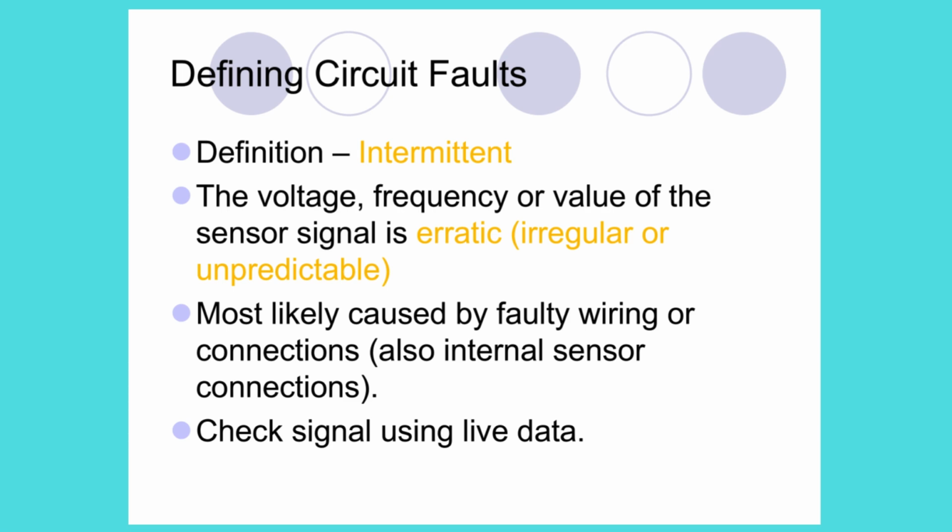Definition: intermittent. The voltage, frequency, or value of the sensor signal is erratic, irregular, or unpredictable, most likely caused by faulty wiring or connections. It's also possible that internal sensor connections are faulty. Check signal using live data.